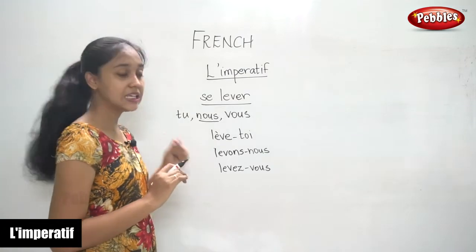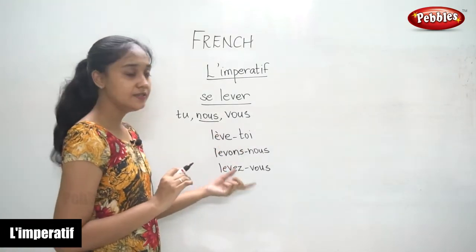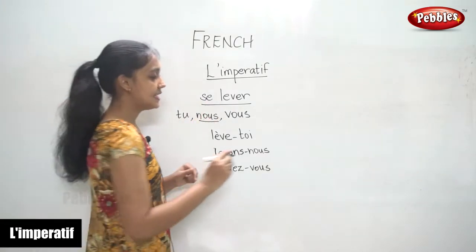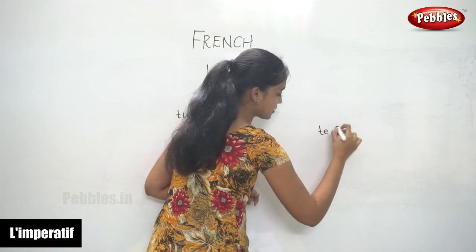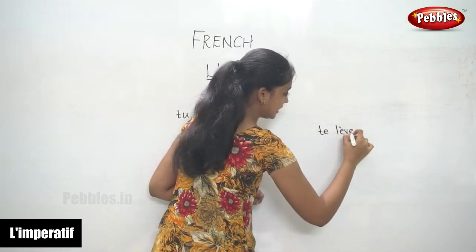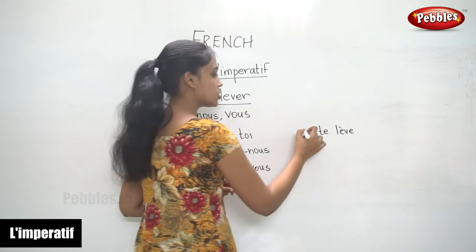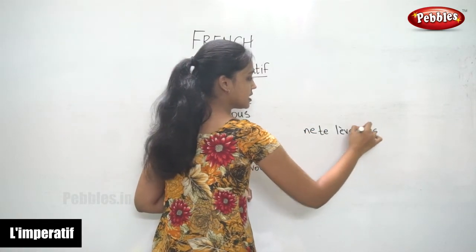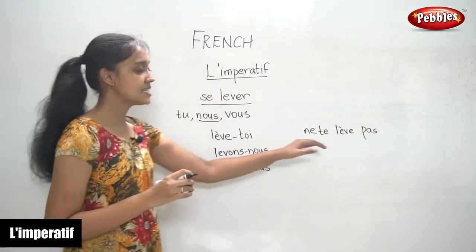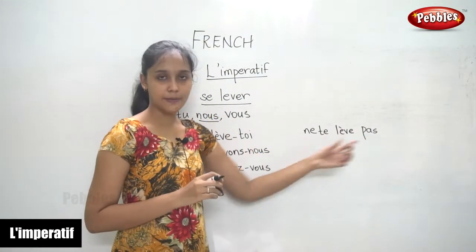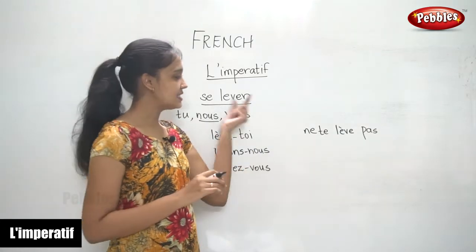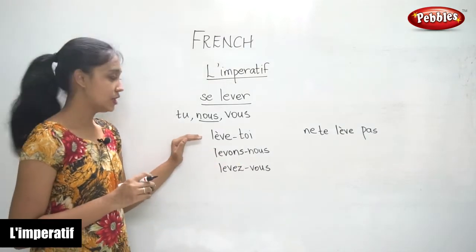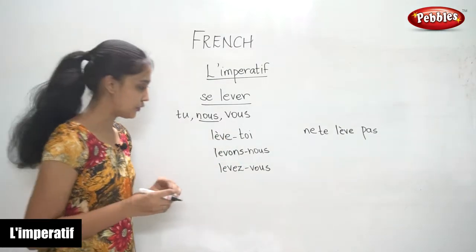Now how to write this in the negative? In the negative, it is the same. Now the tu conjugation for se lever is, as we already told, te lèves. So you have to add ne and pas. Simple. So in the negative, it is the same. Ne and pas. Just write the conjugation as it is, with ne and pas. In the affirmative, in the positive, we have a slight difference.